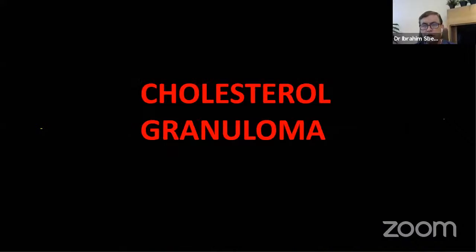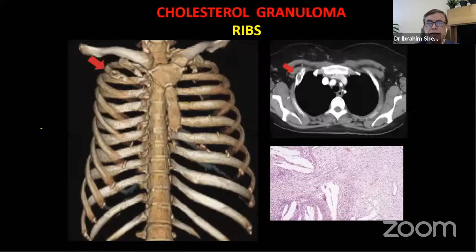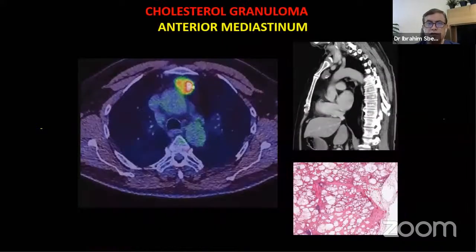So we are dealing with petrous bone, and there in the petrous bone we have the cholesterol granuloma. So what is this cholesterol granuloma? Is it just related to the temporal bone? The answer is no. It is situated in many areas of the body. Many parts of the body can harbor cholesterol granuloma. And I'm sure many of you will be surprised to see these sites as sites for cholesterol granuloma, albeit very rare. So ribs can harbor cholesterol granuloma. And this is the histology proving that this is the cholesterol granuloma of the ribs, anterior mediastinum.